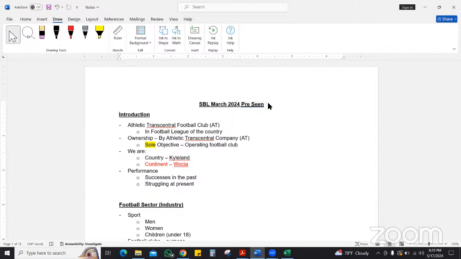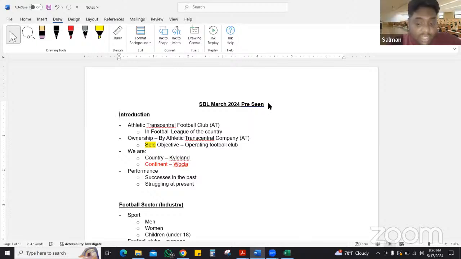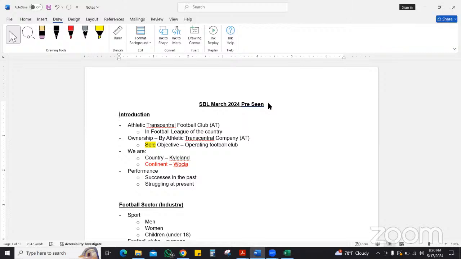Will we also be given other exhibits, right? On top of the pre-seen, the other exhibits are given in the exam. That's the post-seen, yes. Okay, got it. Thanks, sir.